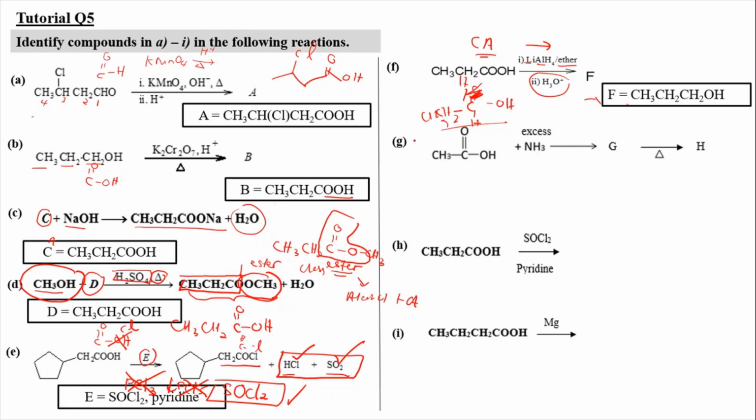And now for G, you have your carboxylic acid, and then it reacts with excess ammonia, NH3.